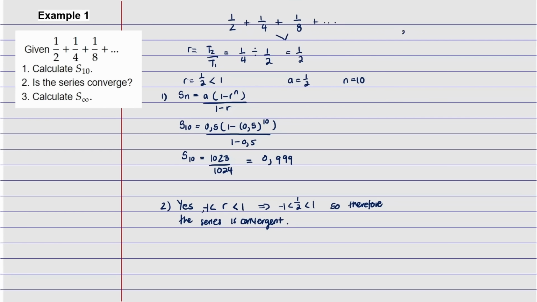So let's do number 3. Number 3 says calculate S to infinity. Since we already know that r is convergent, it's easy for us to calculate the S to infinity, and the formula is S to infinity equals a divided by 1 minus r, right? We already know what a is, we already know what r is, so it's going to be 0.5 divided by 1 minus 0.5, right? Pass that into the calculator, and you're going to get that the sum to infinity is equal to 1. And that will be your final answer for this question.